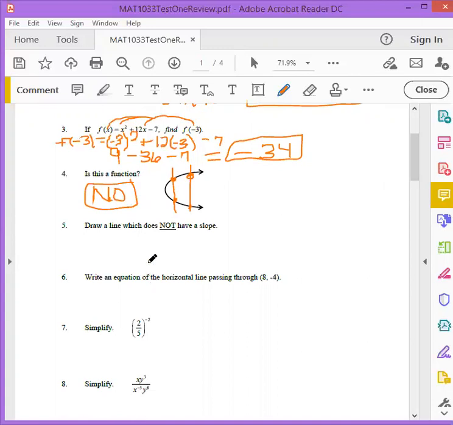Number 5, draw a line that does not have a slope. And the line that doesn't have a slope is any vertical line. So you just draw a vertical line. That's an example of one that has no slope.